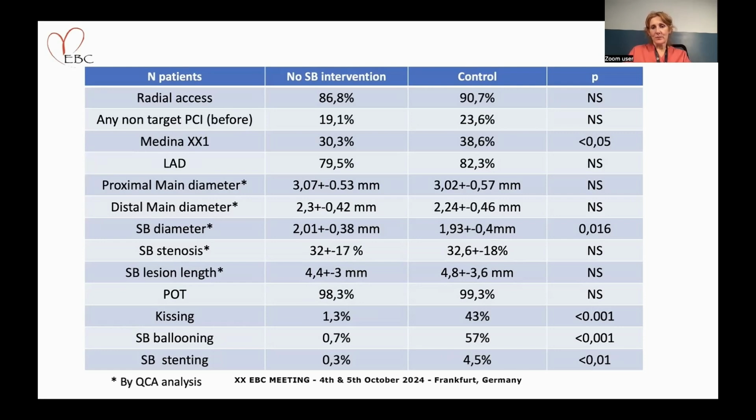Kissing balloons were performed in about 40%, with most cases in the side branch intervention arm having a pot side pot technique performed. And again, we see that there was significantly more side branch stenting performed in the control group, with about 4.5% versus the no side branch intervention.